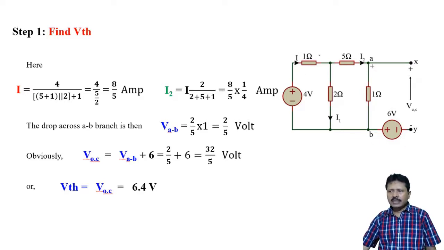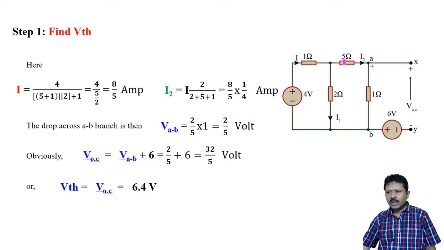In this case, whatever current flows through the network, this 6 volt source will have no contribution because the ground terminal of this 6 volt source is open. So whatever current is flowing through this network is flowing due to the presence of this 4 volt supply. So this is the main current due to this 4 volt supply. This main current is divided into two parts.